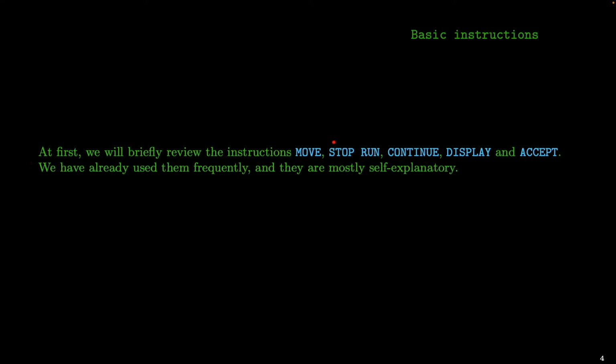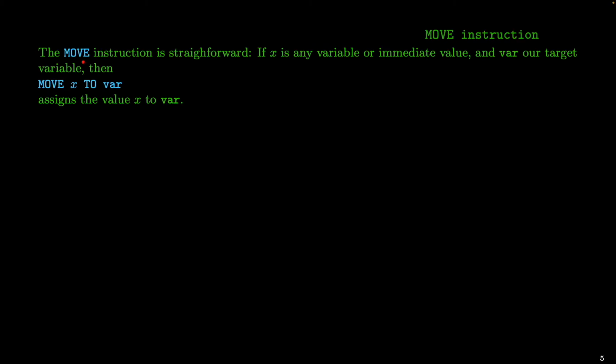Let's start with a review of some basic instructions, some of which we've encountered before. So I will look at the instructions move, stop run, continue, display, and accept. And as I said, we used some of those before, and their usage is mostly self-explanatory. And I will give some additional information, and maybe some more sophisticated usage of display and accept, to get the complete picture here.